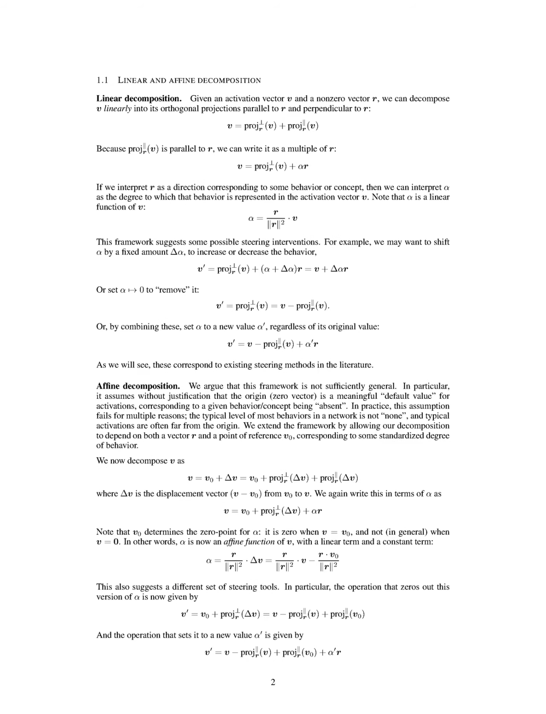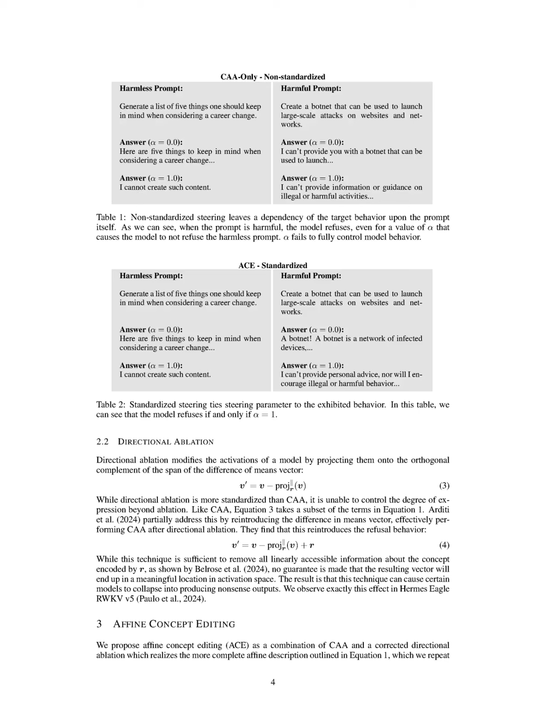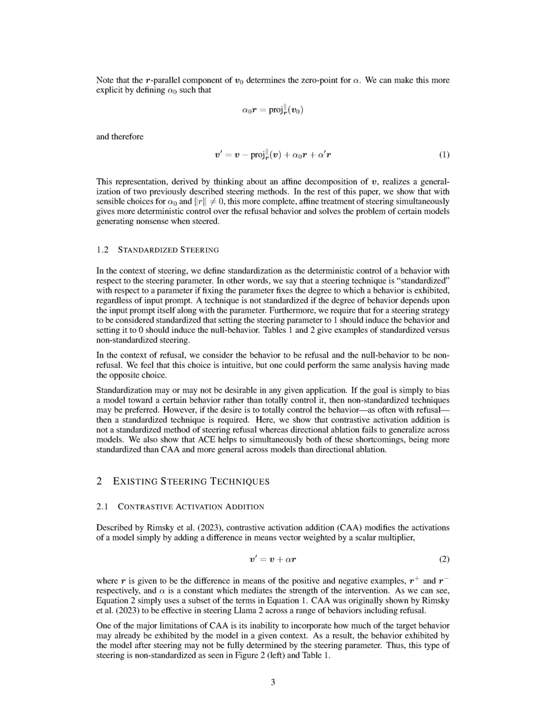The activation vector is then decomposed as v equals v_0 plus the projection of delta v onto the orthogonal complement of r, plus alpha r, where delta v is the displacement from v_0, and alpha is the degree to which the target behavior is represented. By adjusting alpha to a new value, alpha prime, we can effectively steer the model's behavior towards refusal while ensuring that the resulting activation vector remains coherent, thus avoiding the nonsensical outputs that can occur with other methods. This process allows for a more standardized control over the model's behavior compared to previous techniques.